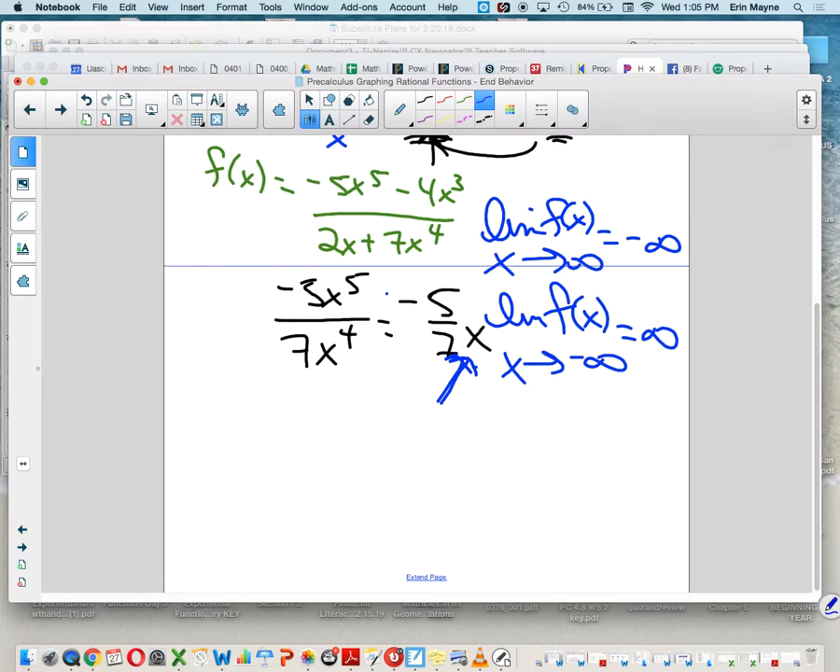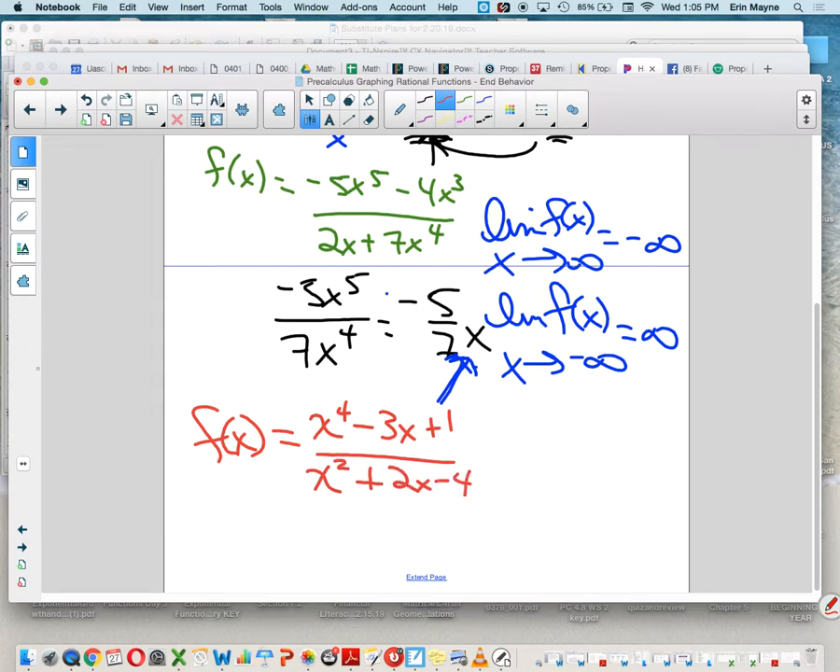I want us to go ahead and add a third example here to this slide before we turn the page. I want to look at this function: x to the fourth minus 3x plus 1 all over x squared plus 2x minus 4. Take a quick minute, hit pause on this, if you would, and consider why this one is different. Go.